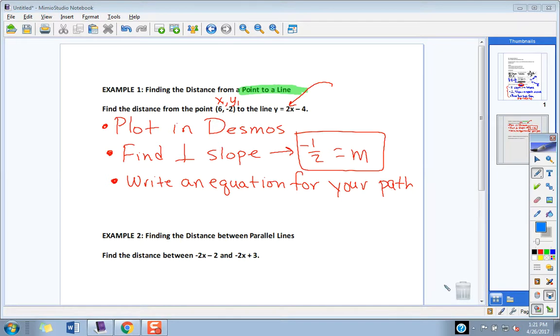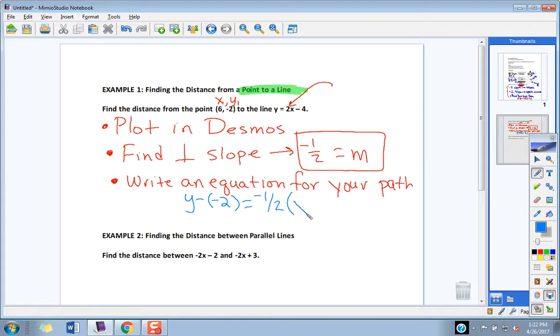We're going to go y minus y1. What is my y1 value according to the point we're passing through? -2. So we're going to go y minus -2. That is equal to your perpendicular slope to your finish line. What did we say was our perpendicular slope, kids? -1/2, you bet. Times x minus x1. Or what's the point? The x value of the point that we're running from to get to the finish line. x minus 6. Okay? This is your path that we're going to plug in.